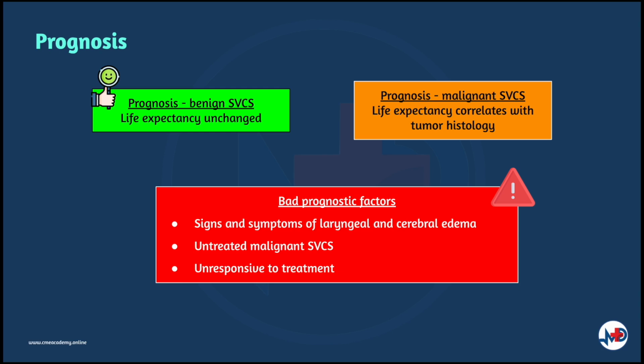No mortality per se results directly from mild venous congestion. Patients with signs and symptoms of laryngeal edema and cerebral edema have the most life-threatening manifestations of superior vena cava syndrome and are in danger of sudden death. Patients with untreated malignant superior vena cava syndrome survive for only 30 days. Survival for those who do not respond to treatment is similar. In patients with benign superior vena cava syndrome, life expectancy is unchanged. If this condition is secondary to a malignant process, survival correlates with tumor histology.